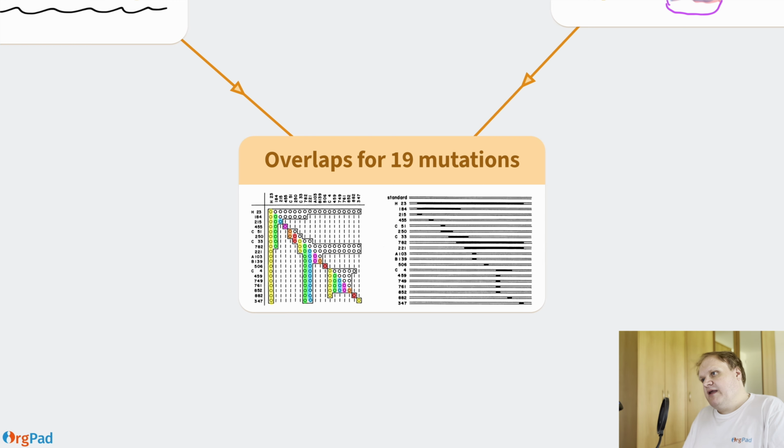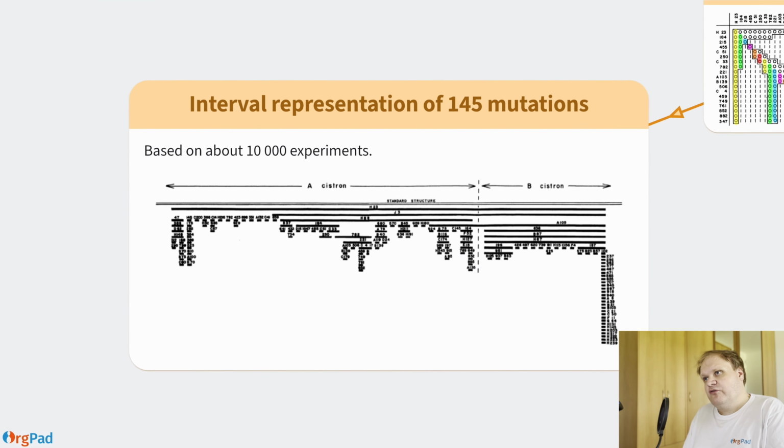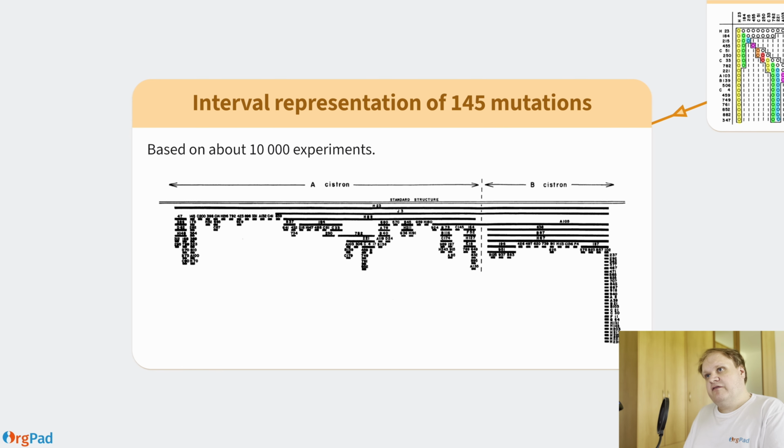So it gave him nice evidence that the structure of these mutations is linear. He actually ran many more experiments. He was considering 145 mutations, so he had to do about 10,000 different experiments. He built a large matrix out of it, and he was able to construct an interval representation for all of these mutations.